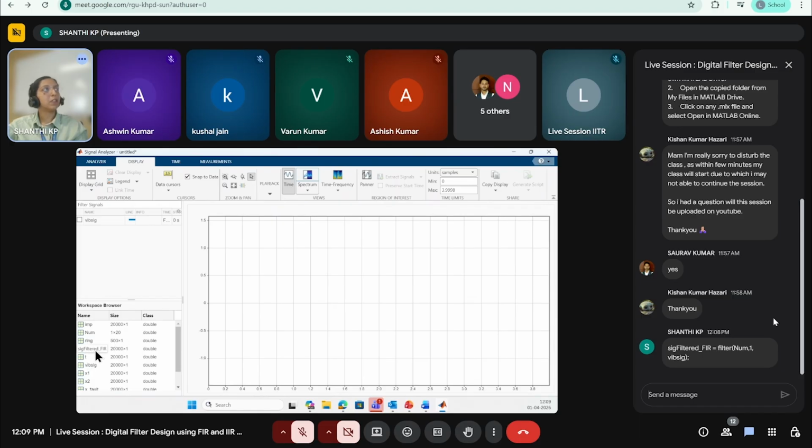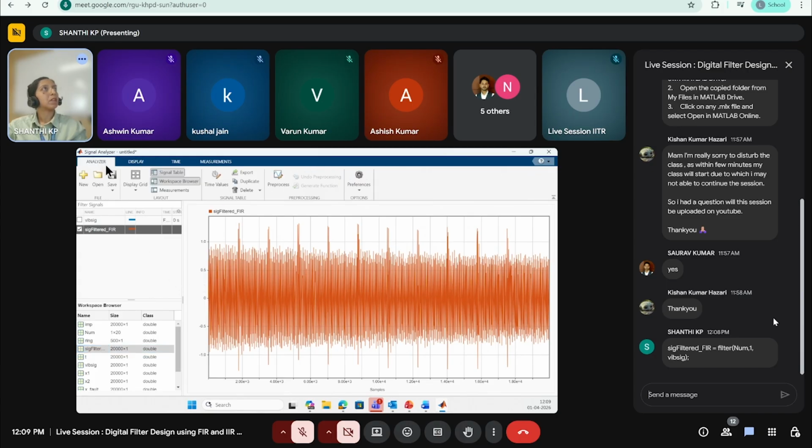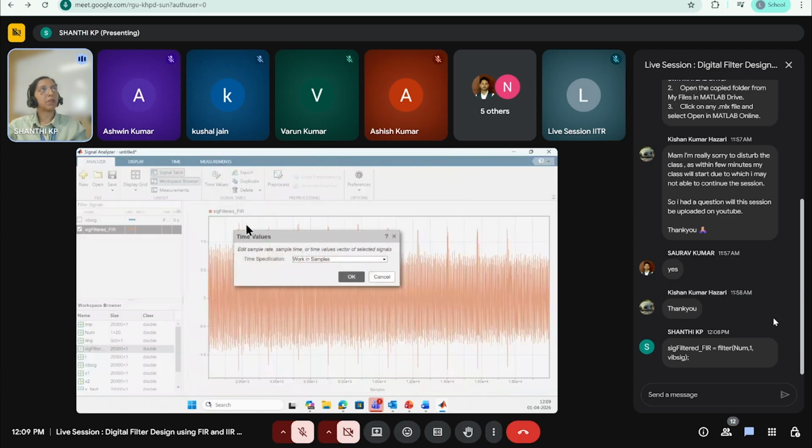Let's drag the filtered signal using FIR filter to the axis, just like we visualized the noisy signal before. Let's also add the time information.